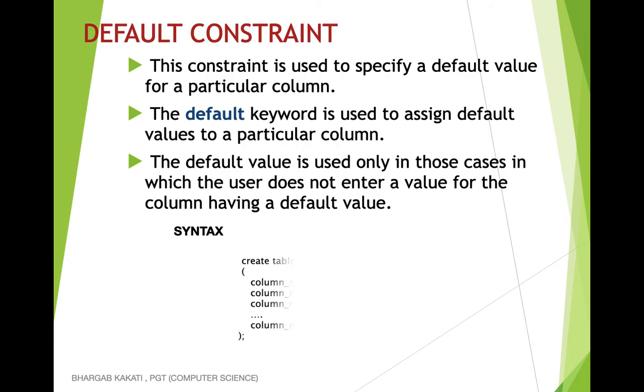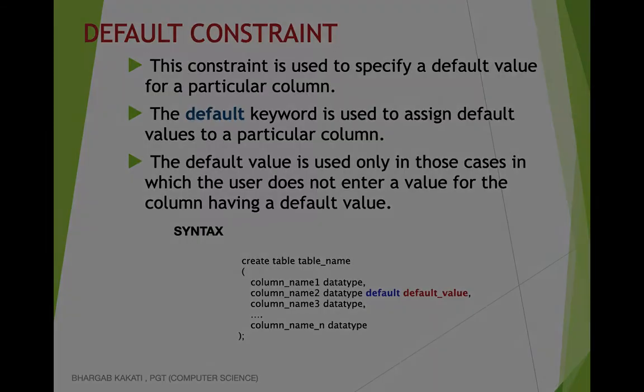Before that, let's see the syntax. This is the syntax. Whatever column you want to give a default value to, after the data type, you use the keyword default, then leave a space, and then you write the default value. If the default value is an integer, then you write the value without quotes, but if it is a string, you have to write the default value within quotes. Understood? So let's try to observe it practically.